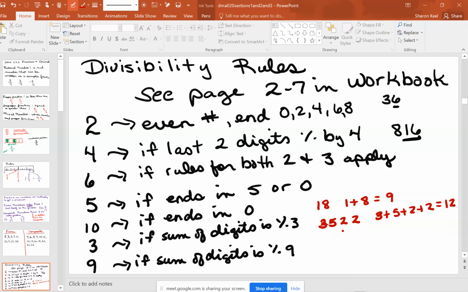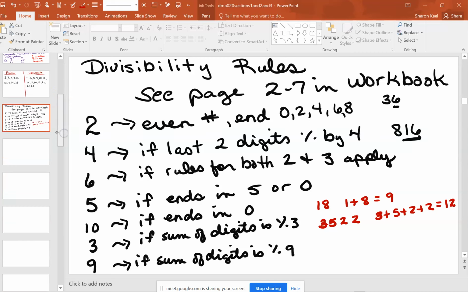So these are just some rules to help you as you're trying to do some divisibility of numbers. Now, you're going to learn how to use your calculator to do all of these, but these are some rules that you can kind of use as you work in your head and are trying to do those calculations mentally with mental math.